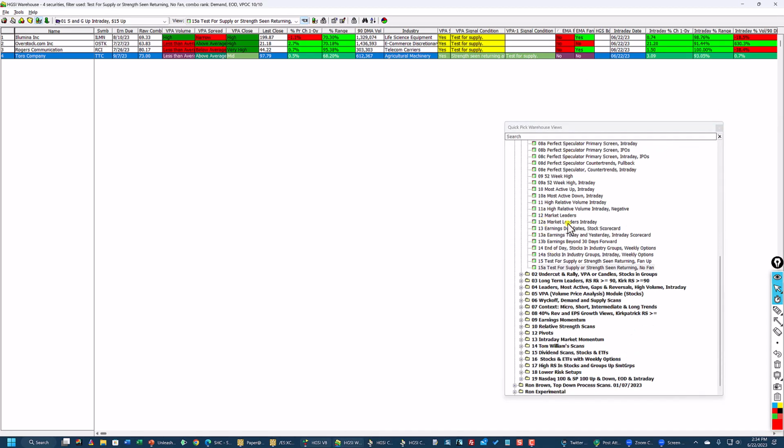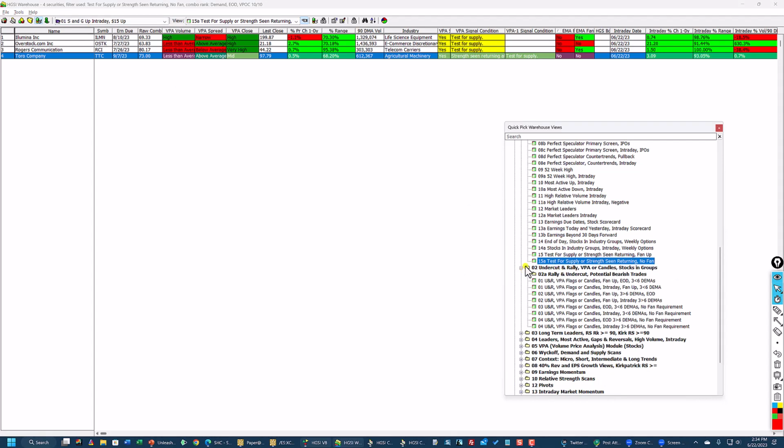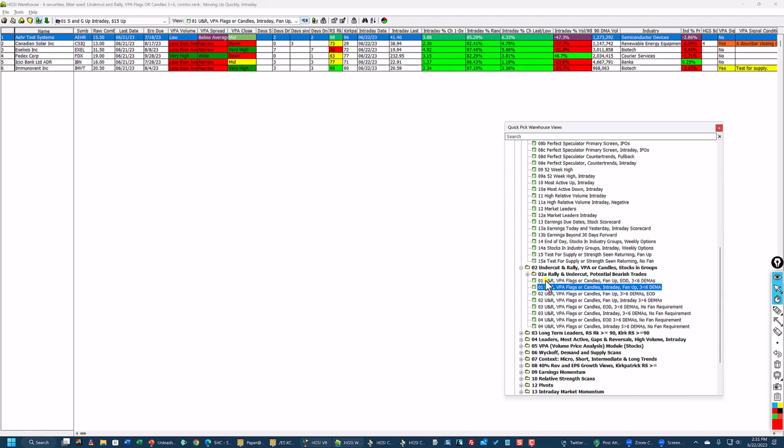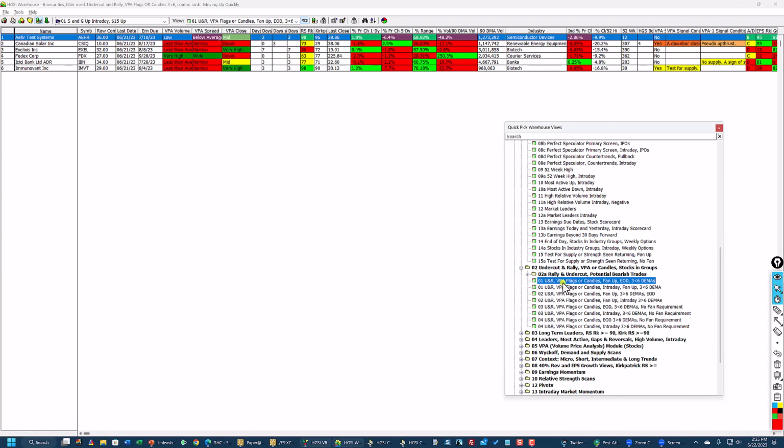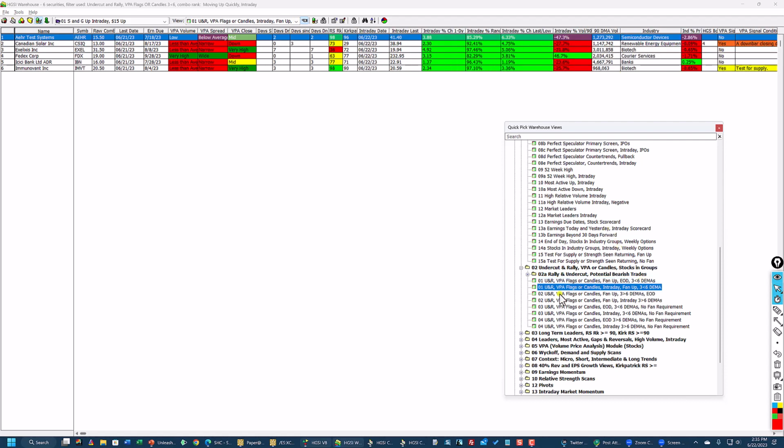Now just go through, do this yourself, update this group intraday, and then run through whatever you want to. Run through the undercut and rally scans. Those are good scans there too. Make sure you use the intraday views. So this is a 3 under the 6 with a fan up.